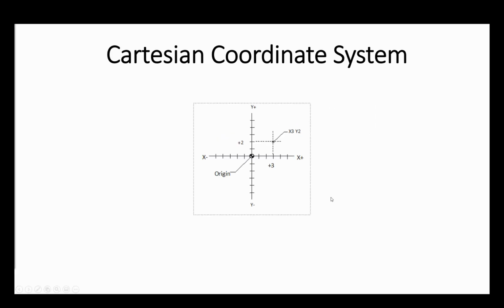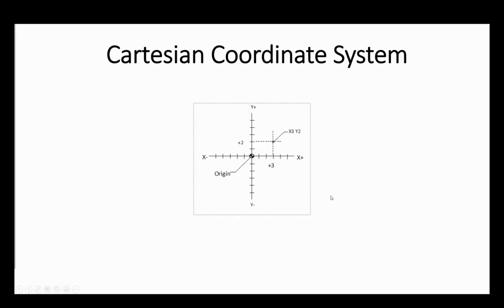A two-dimensional Cartesian coordinate system consists of two number lines set at a 90 degree angle to each other. One line is horizontal, left to right, and is labeled as the x-axis. The other is vertical, up and down, and labeled as the y-axis. The point where the axes cross is the origin.